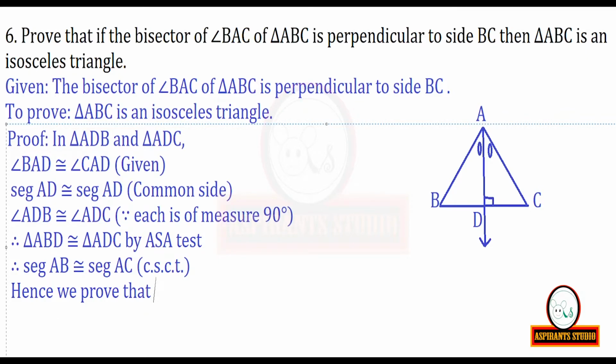The question is, prove that if the bisector of angle BAC of triangle ABC is perpendicular to side BC, then triangle ABC is an isosceles triangle, and we have proved that triangle ABC is an isosceles triangle. You have to write the final statement. Hence we prove that triangle ABC is an isosceles triangle.